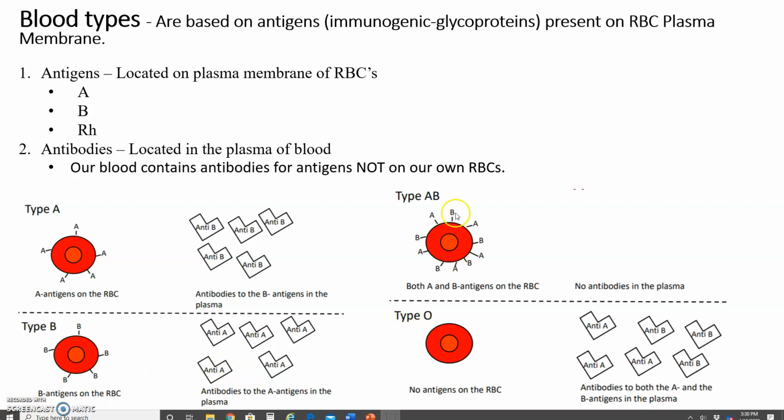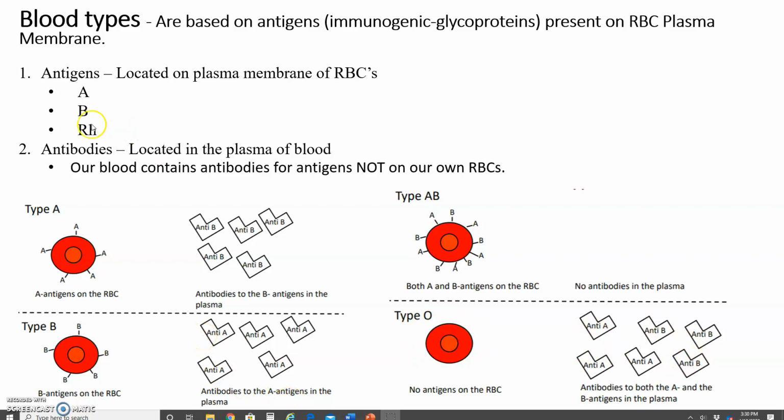Type AB contains both antigens on the red blood cells, so it does not contain antibodies for either one. Otherwise, it would attack itself, which is not good. And then type O contains no antigens, but has both of the antibodies.